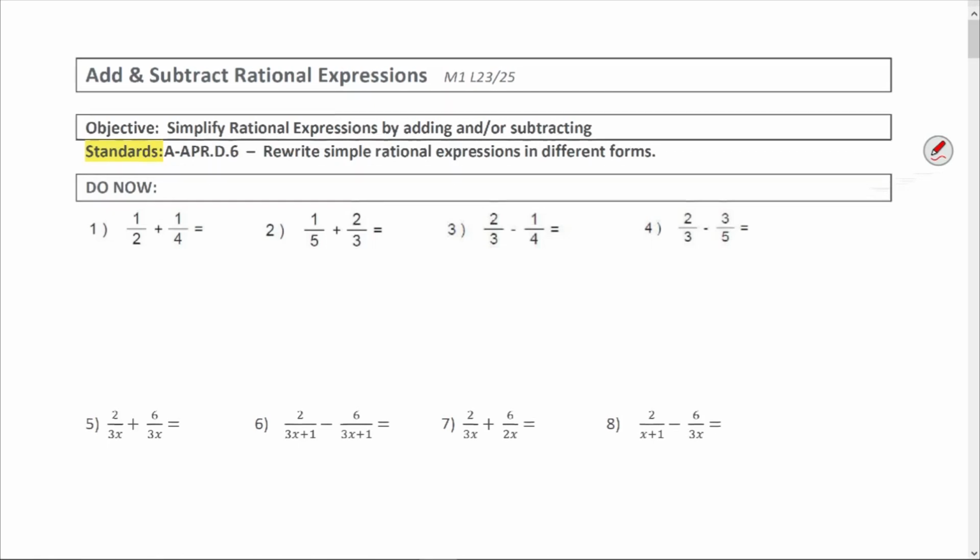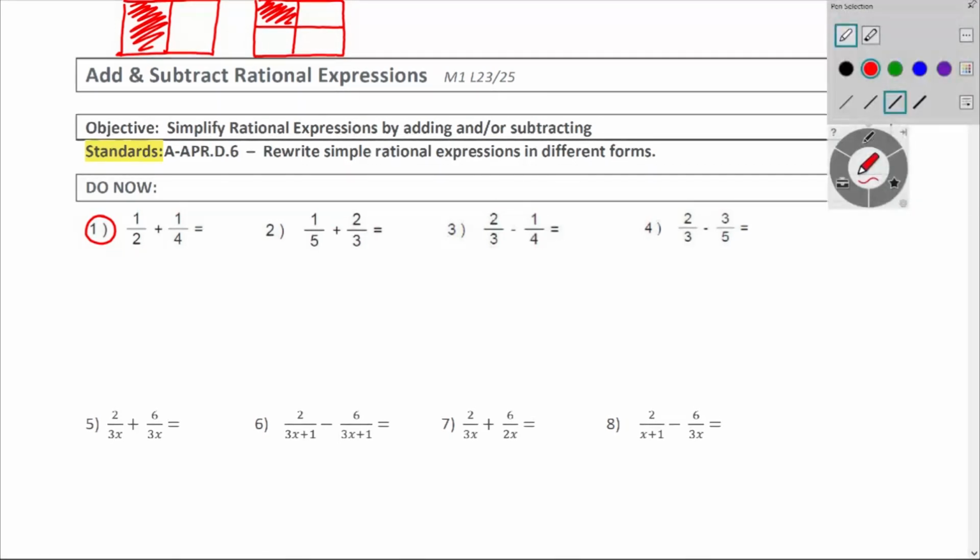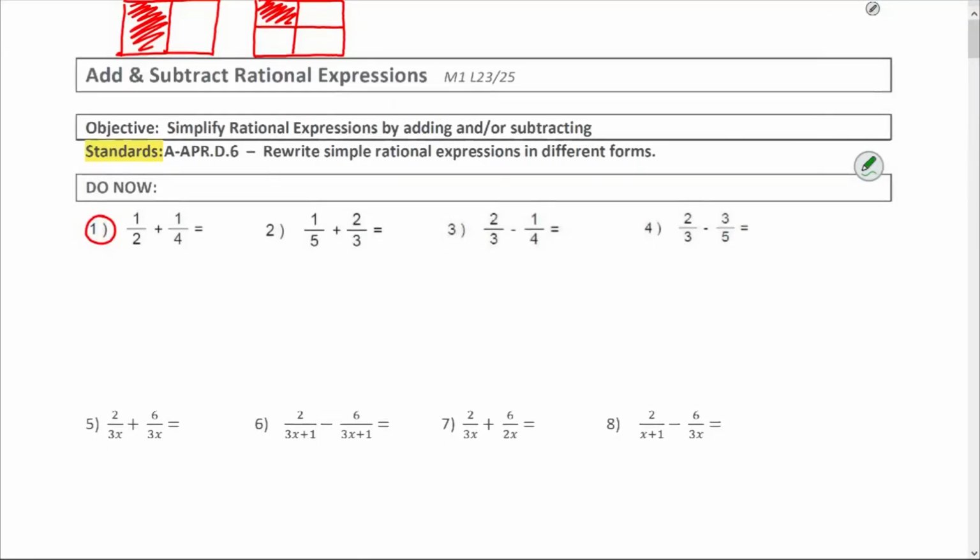Okay, let's start here with number 1. I have 1/2 plus 1/4. Now let me show you in a visual model what this looks like. If I have this as my whole and I have half of it, and I have the exact same whole, but I have 1/4 of it. Can I add those together very easily? Now I know that you're familiar with 1/2 and 1/4, and you probably know that the answer is 3/4.